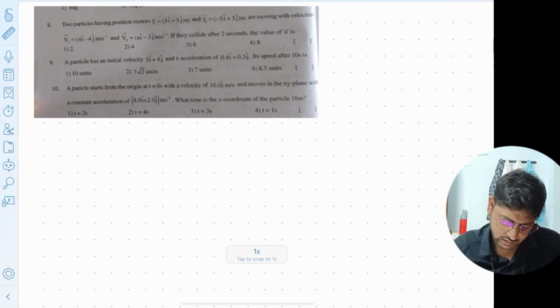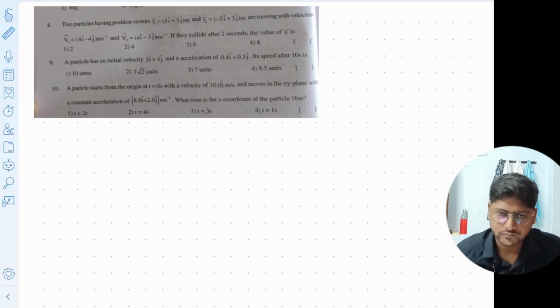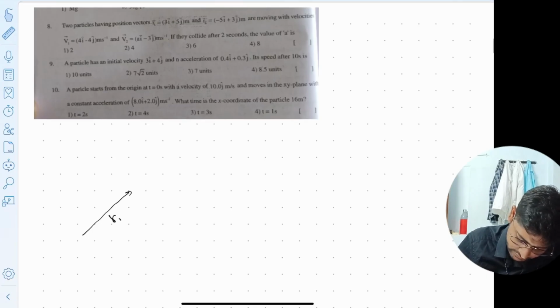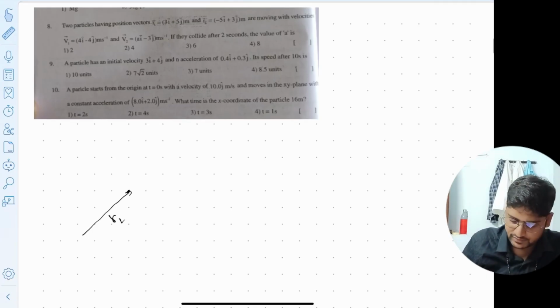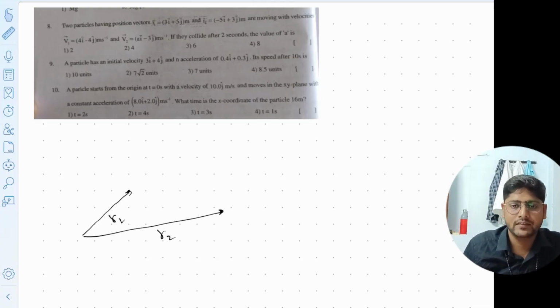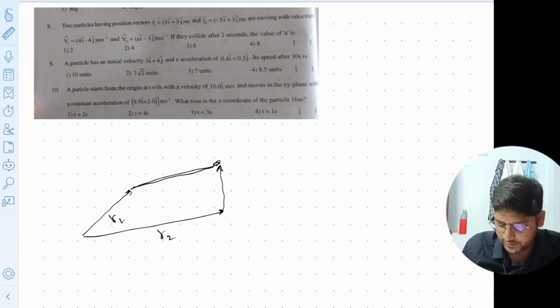now we have to solve question number 8, 9, 10. So question number 8, suppose r1 is a position vector, particle is here, and r2 is a position vector, one particle is here. After 2 seconds they move with the velocity also given, and they will collide. So suppose it moves like this and it moves like this, and they collide here.